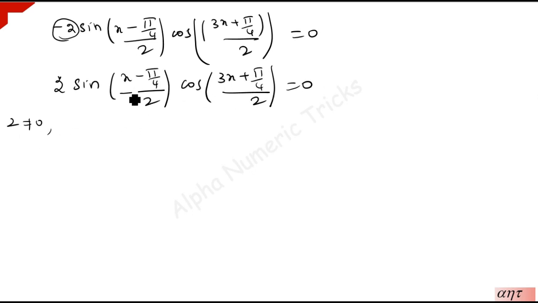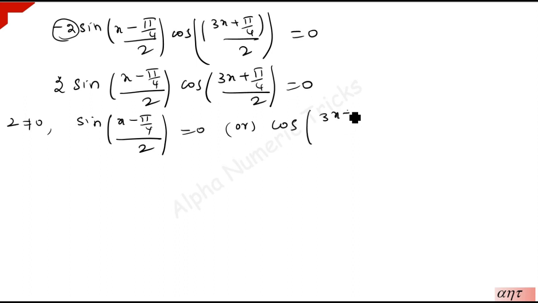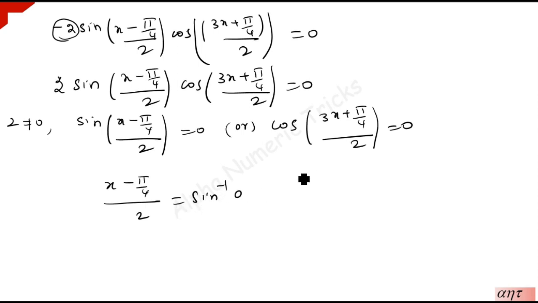2 is not equal to 0 obviously, and the remaining possibility is sine of (x minus pi over 4) over 2 is equal to 0, or cosine of (3x plus pi by 4) over 2 is equal to 0. And here you can write this as sine; you can take this to the other side. So (x minus pi over 4) over 2 is equal to sine inverse 0. In the same way, here you can write (3x plus pi by 4) over 2 is equal to cos inverse 0. You can take it to the other side.